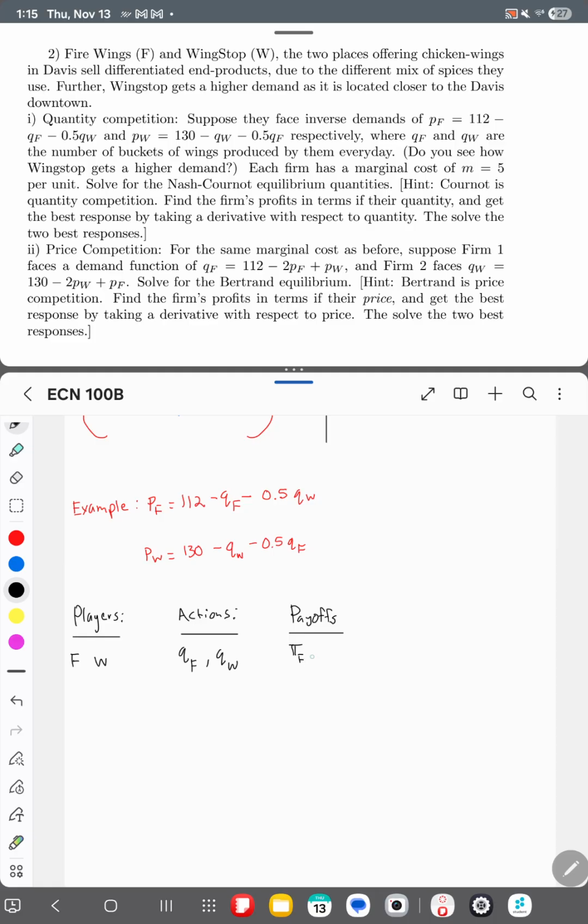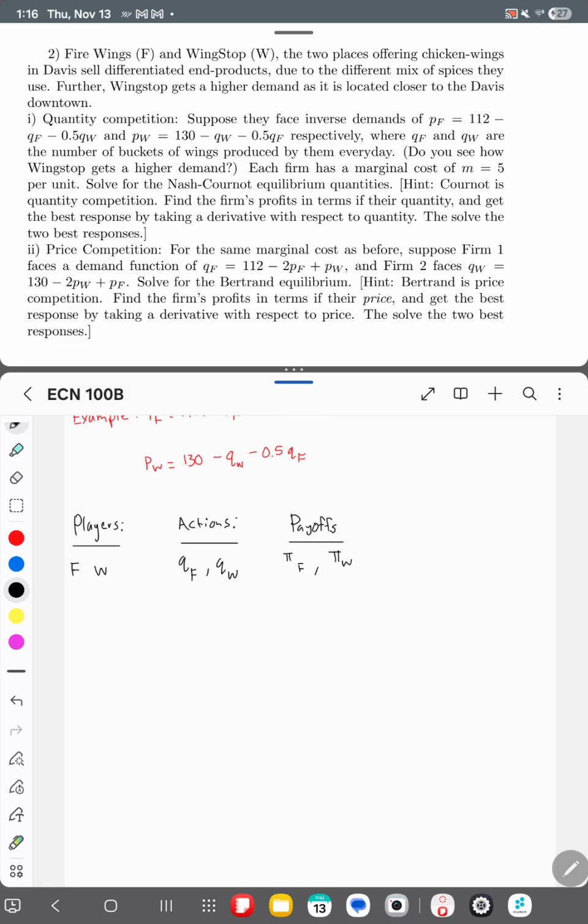And as long as I can calculate pi f and pi w, I can say this is a game and I can solve it the same way as I've solved every game. So what does that mean? Let's think about pi f to begin with. What is pi f? This is profit for Firewings. Firewings is the name. Okay, so profit is, as always, revenue minus cost. What is revenue? Revenue is price times quantity. So it must be the price that Firewings charges times the quantity they produce minus the marginal cost.